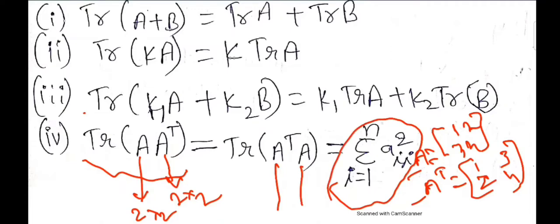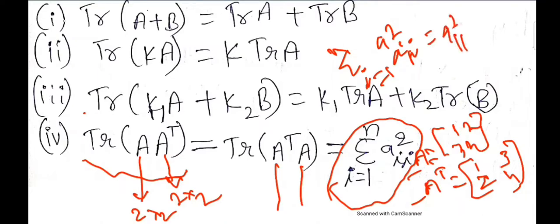Okay, so what will we do? What does it mean by this? Summation of a_i square, i equal to 1 to n. What does it mean? Clearly you can put the values 1, 1, 2 etc. So a11 square plus a22 square. And what are these a11 and a22? These are principal diagonal elements.